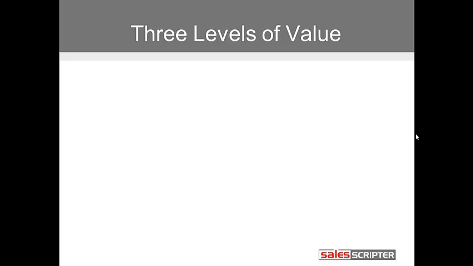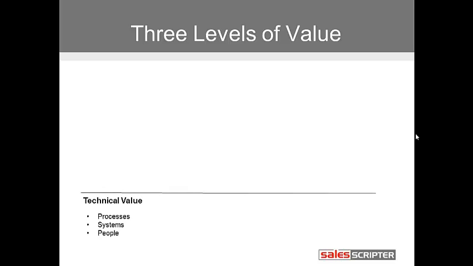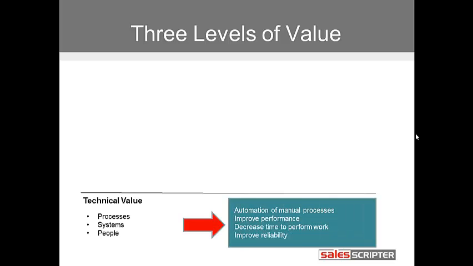We actually break value down into 3 levels. At the lowest level, you have technical value, and so this is how you help someone to improve a process or a system. And it's very easy to hear technical value and think, okay, well, I don't sell software or technology, so that doesn't really apply to me. But there's technical value when you make any type of improvement, when you make something work better.